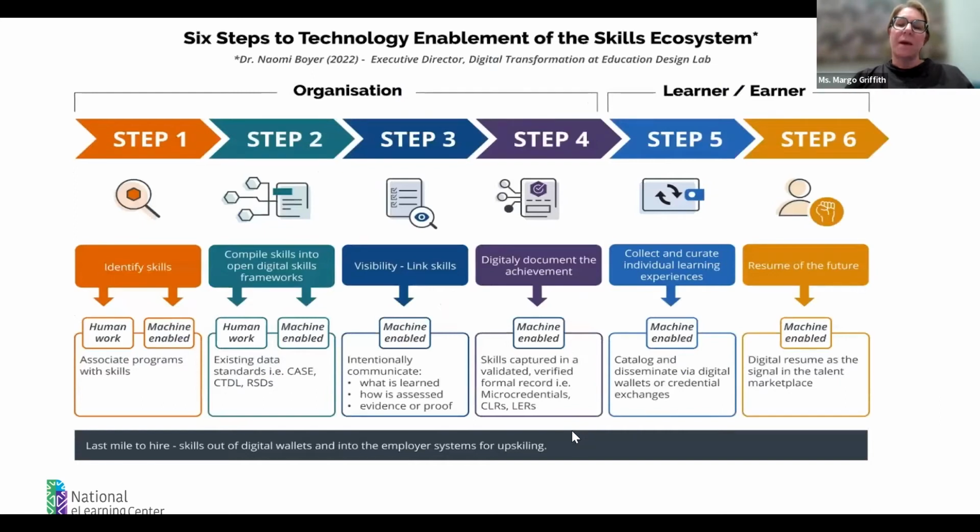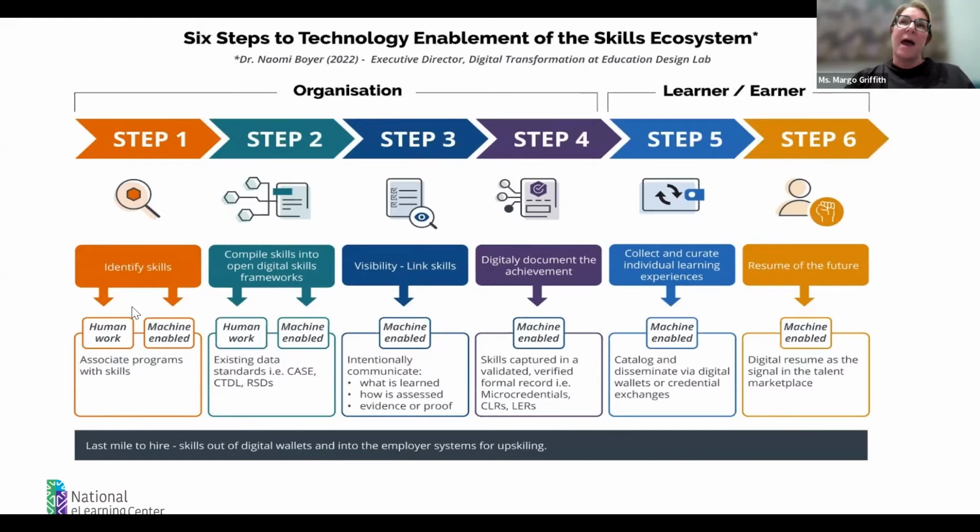So this is just a quick, and I'm sorry for the very, very busy slide. But when we're moving into this notion of a skills ecosystem, and I need to stress again, this is an emergent ecosystem, then these are the kinds of steps that are going to have to take place from both a human and from a machine perspective. At the beginning, there's a whole bunch of work that's going to have to happen identifying skills, and there's no getting away from it. That's going to be human work.